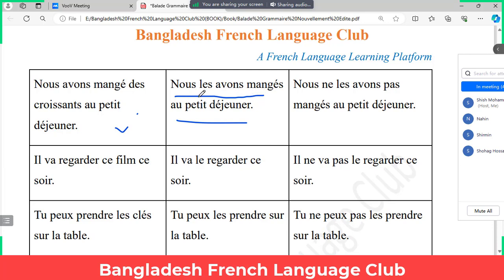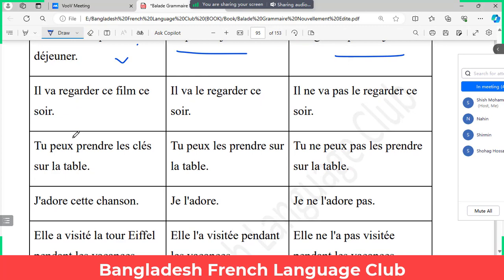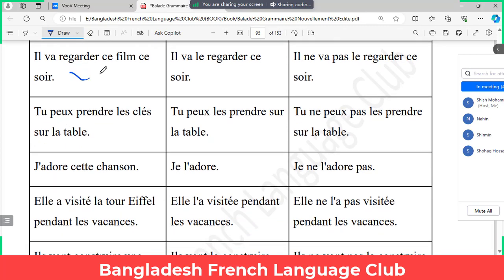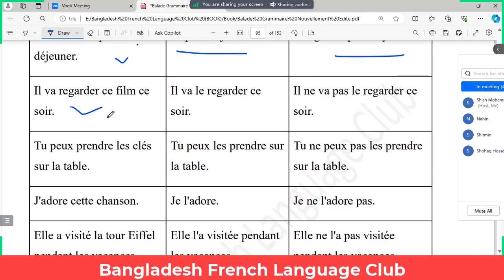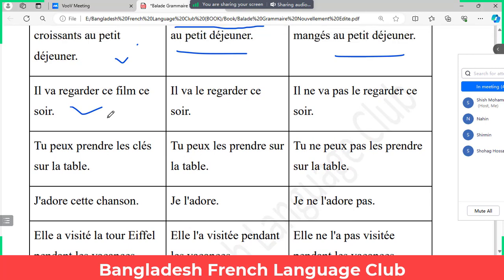Them, des croissants, right? In English, we say them. And au petit déjeuner, breakfast. Good. So this is the negative: nous ne les avons pas mangés au petit déjeuner. Same way. Okay, again, this one. Il va regarder ce film ce soir. Ce soir, right?